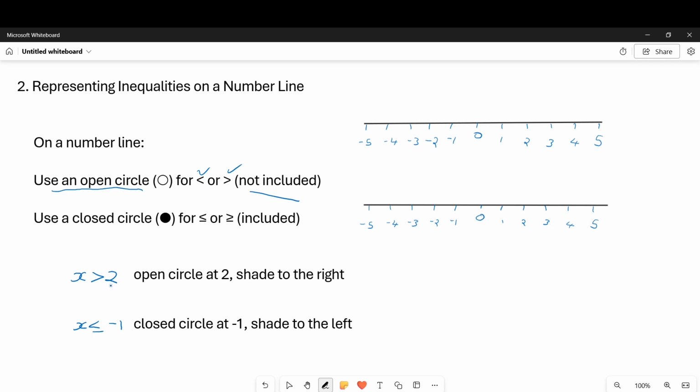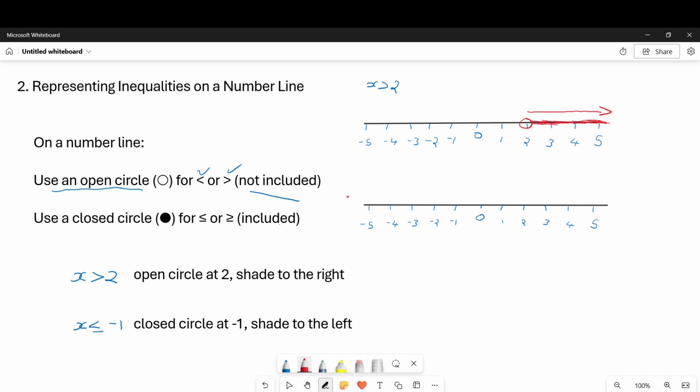So how do we represent this on a number line? Use an open circle and shade to the right. This is how we do that. So x is greater than 2. This is the 2, and we write x is greater than 2. Here we use an open circle and we shade all the values to the right side. Otherwise, we can also use an arrow mark. Using a straight arrow, you show all the values to the right of the 2, but 2 is not included because we are using an open circle.